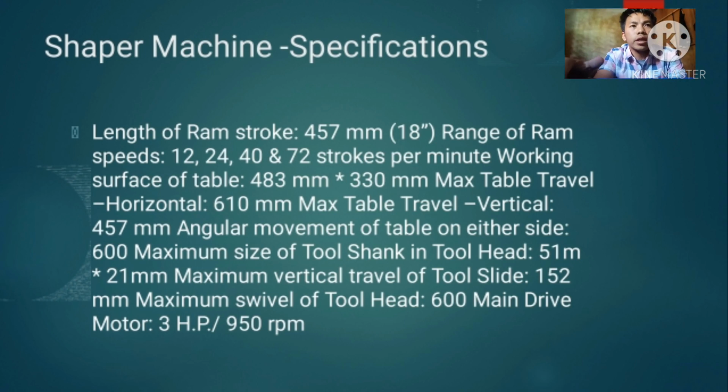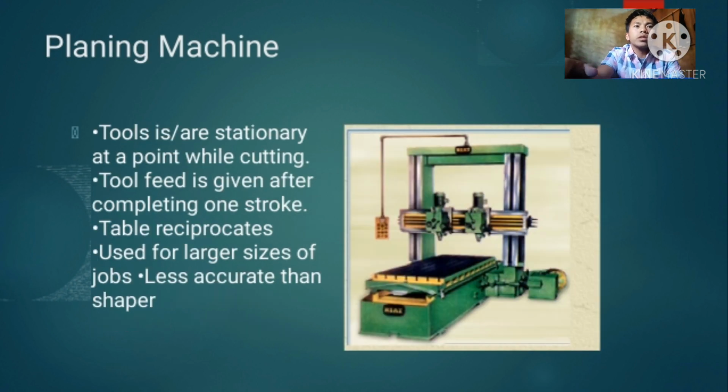And the last one is planing machine. Planing machine tools are stationary at a point while cutting. Tool feed is given after completing one stroke. Table reciprocates. Used for larger size of jobs, less accurate than shapers.